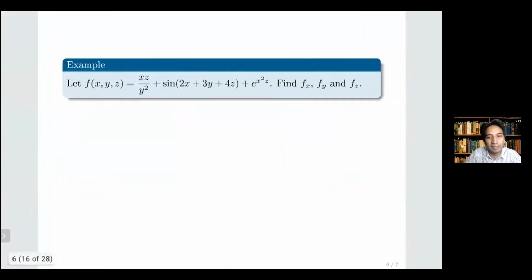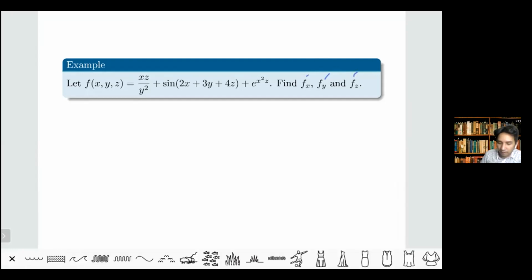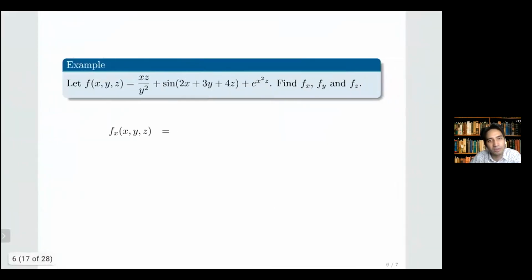So just one example. Halimbawa, we have f of x, y, z. This is equal to xz over y squared plus sine of 2x plus 3y plus 4z plus e raised to x squared z. So tatlo na yung input variable natin. So meaning meron na tayong tatlong partial derivatives, fx, fy, and fz. Okay. So kung gusto natin kuhanin yung partial derivative with respect to x, ang gagawin natin, iisipin natin yung z tsaka y is a constant.